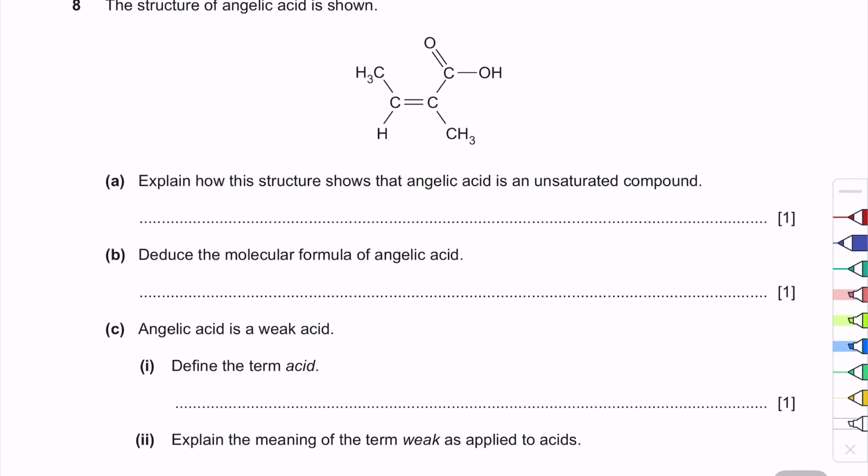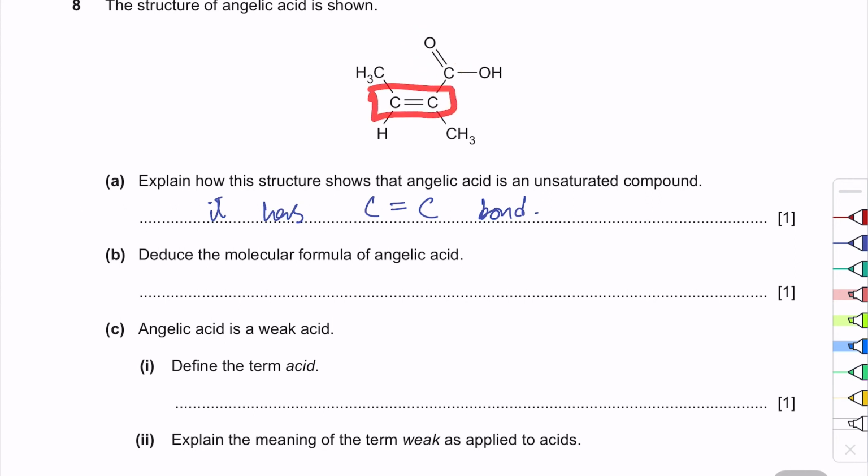Explain how this structure shows that it is unsaturated. So it is unsaturated because it has carbon-carbon double bond. It's important to mention carbon-carbon double bond क्योंकि double bond खाली लिखेंगे तो वो तो कार्बन ऑक्सीजन की भी हो सकती है. उससे तो unsaturated नहीं होता.